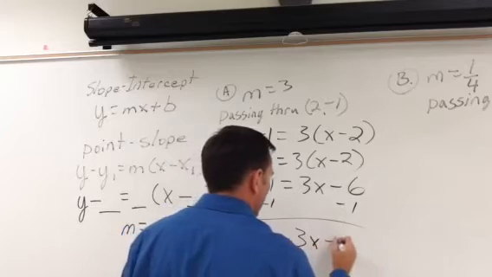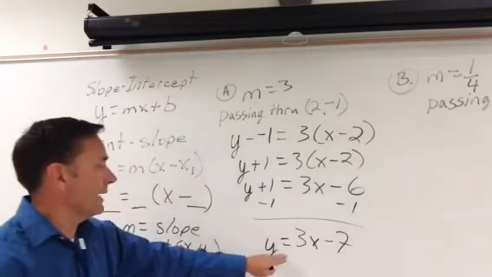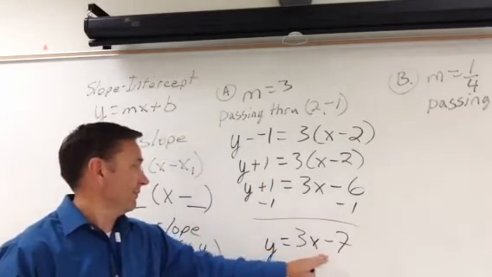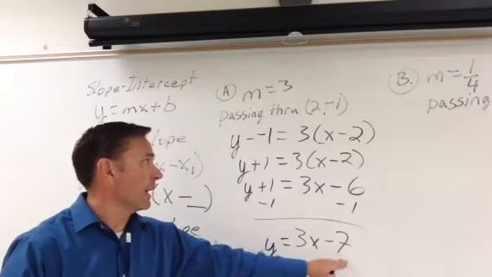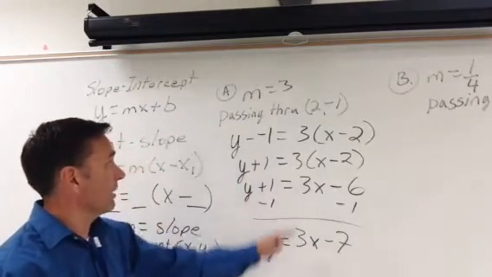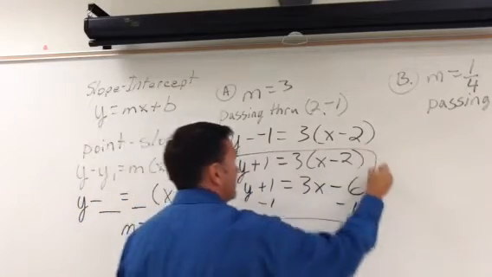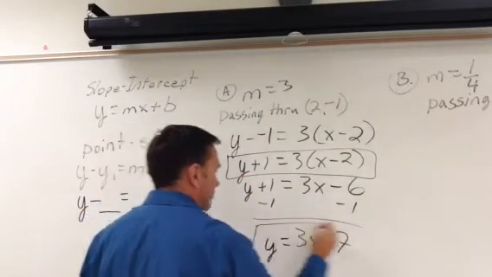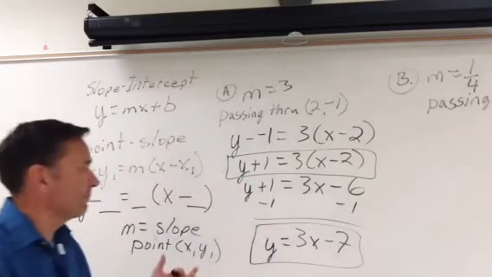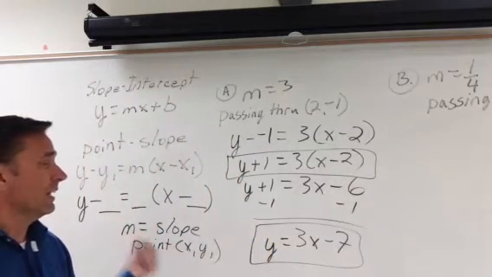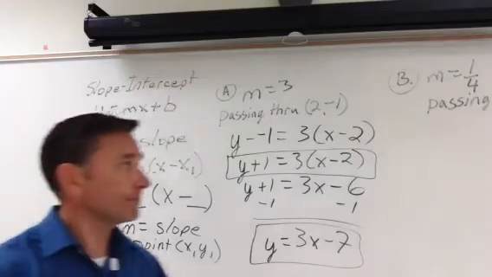Here's our equation. y equals 3x minus 7. There's our slope, there's our y-intercept. And you'll see that when we graph it, it'll also go through this point here. So here's our 2 equations. Same exact answers. Same equation, same line, but different equations.